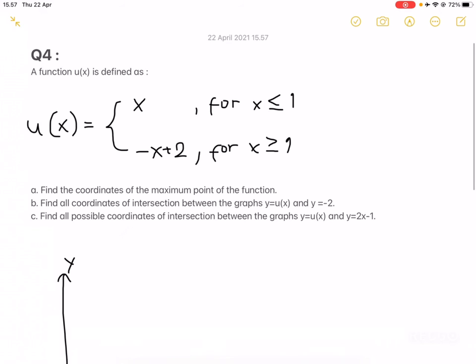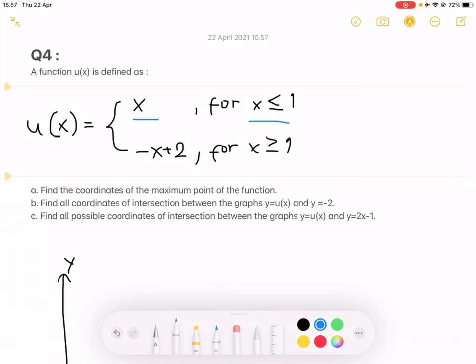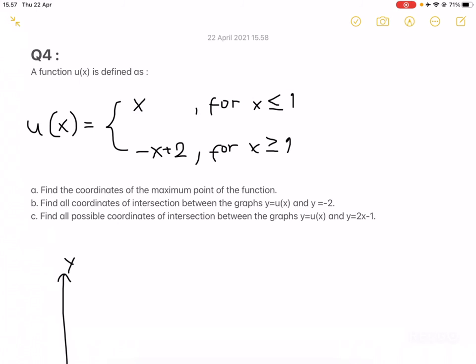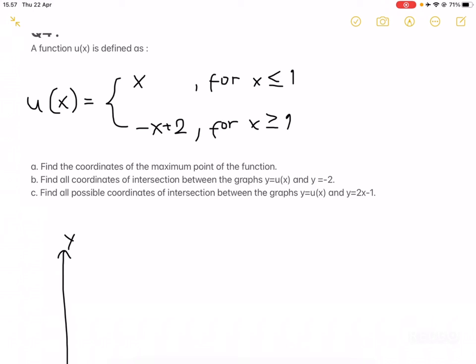Alright, for the final question, question 4, a function u of x is defined as u of x to be x for x is less than or equal to 1. And again, you may guess that this is a piecewise definition of a function. And it is defined as negative x plus 2 for x is greater than or equal to 1. We need to find the coordinates of the maximum point of the function, the coordinates of intersection between y equals u of x and y equals -2, and the coordinates of intersection between the graphs y equals u of x and y equals 2x minus 1.